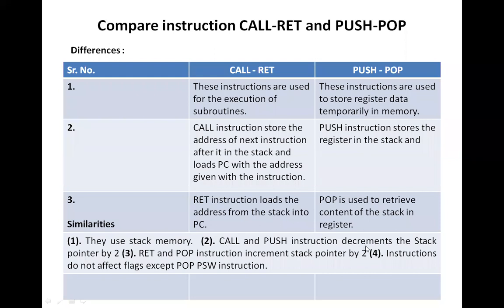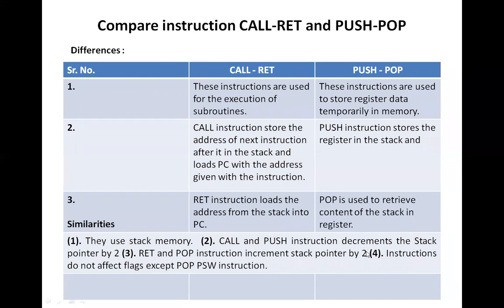Call and push instructions are going to decrement the stack pointer by 2, both instructions, because whenever we use the call instruction, the program counter content is stored in the stack, so the stack pointer will be decremented by 2. And the push instruction is also going to decrement the content of the stack pointer by 2. Return and pop instructions increment the stack pointer by 2 with a similar operation.